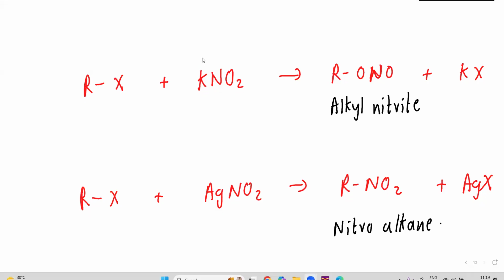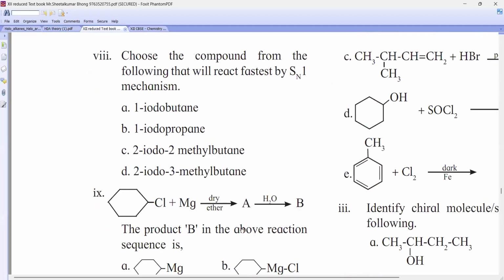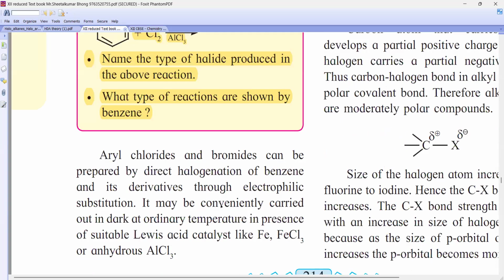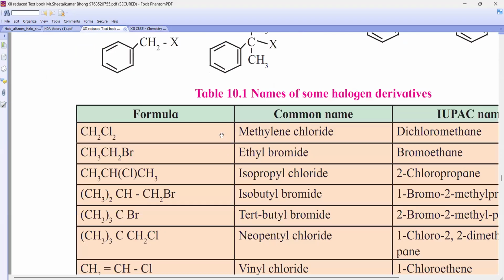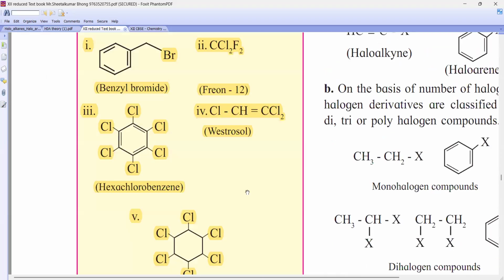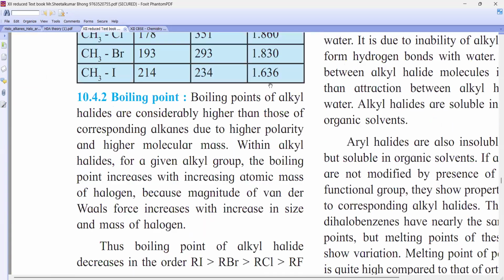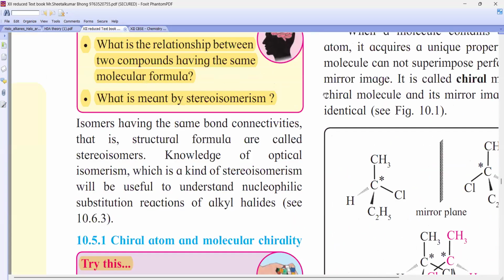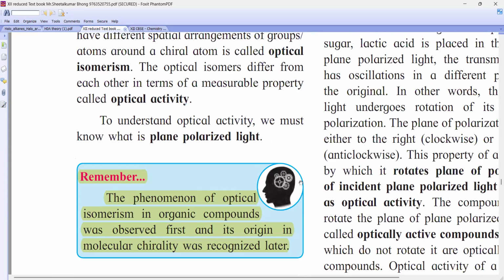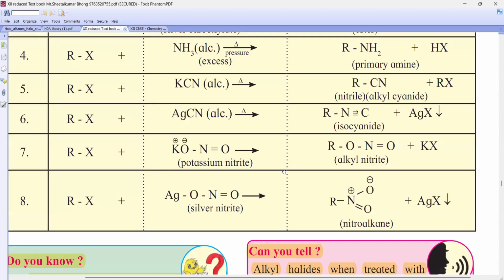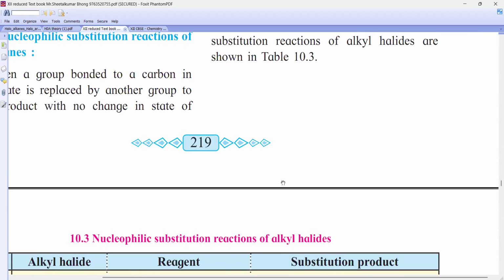Wait, I'll give you time also. I'll show you in the textbook first. In the textbook, beta, all these reactions they have given combined, you'll not understand anything. Look. Whatever reactions I have shown you so far, in the textbook they have given it directly. Wait, I'll show you where it is, nucleophilic substitution. Here. In the textbook, it is page number 220.